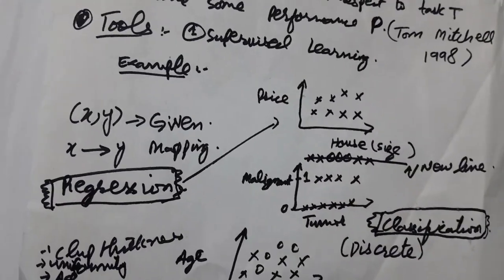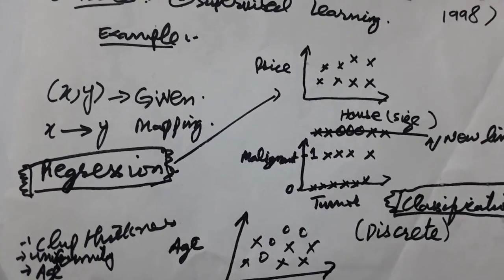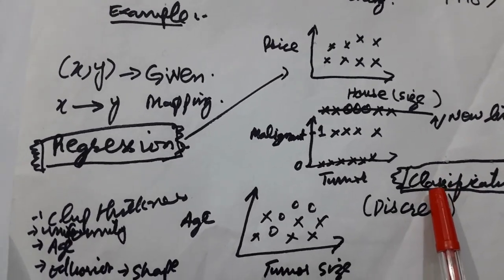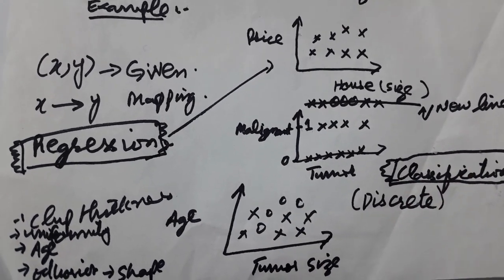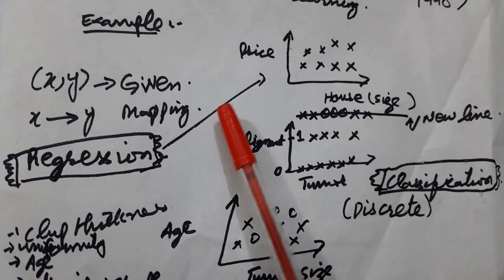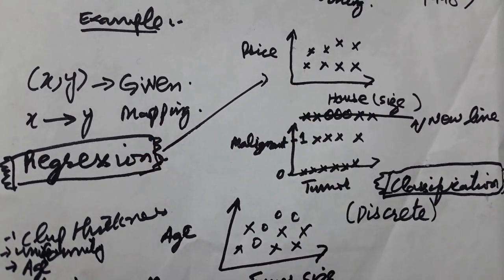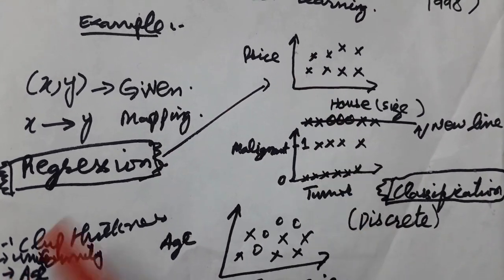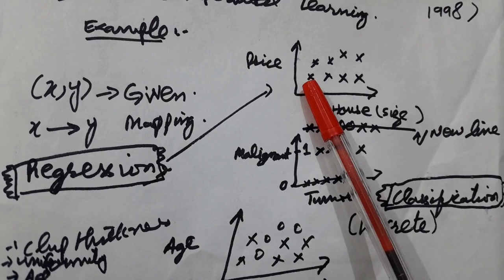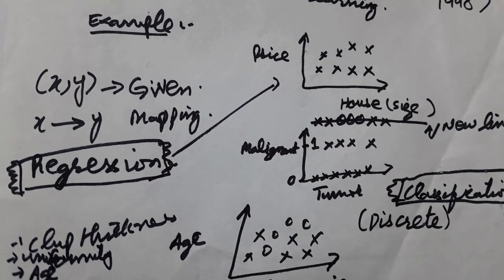So next, I want to keep it short. Next, classification. So that is the best example of regression. In regression, we are going to find that x and y, two values, are given as continuous values.